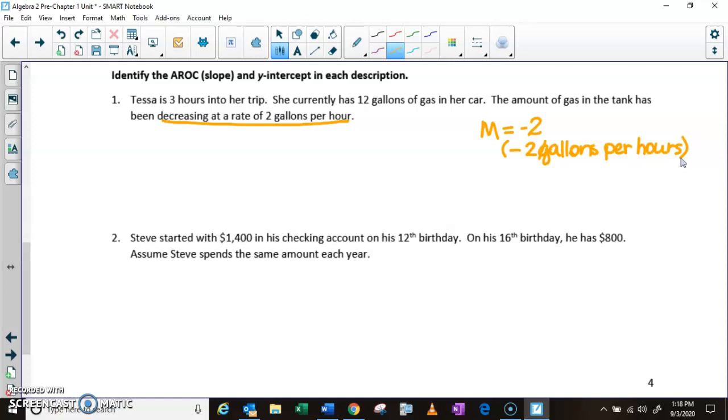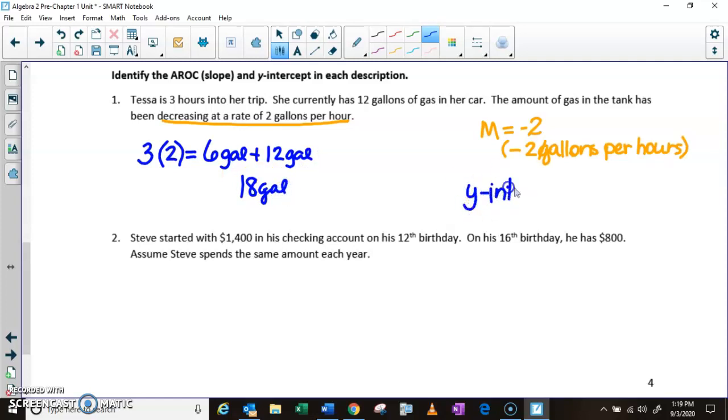How much gas was in her car at the beginning for the y-intercept? Well, she currently has 12 gallons. She's 3 hours into her trip. So for 3 hours, she was using 2 gallons of gas for each of those hours. So that's a total of 6 gallons of gas, plus the 12 gallons of gas that are currently in her car. So my y-intercept at time 0, she began with 18 gallons of gas.